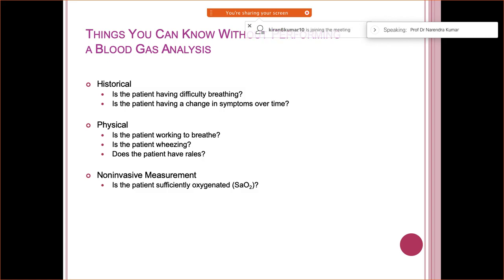Some of the reasons: we are all very much aware that we do a blood gas analysis to know a few more things, but there are a lot of things we can know without doing the specific test as well. So, what are they? Like the history.